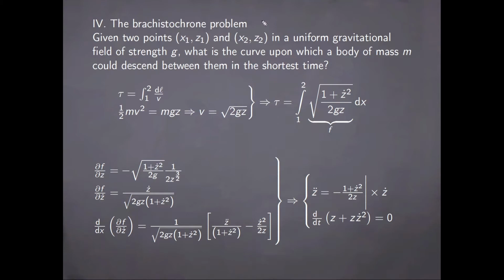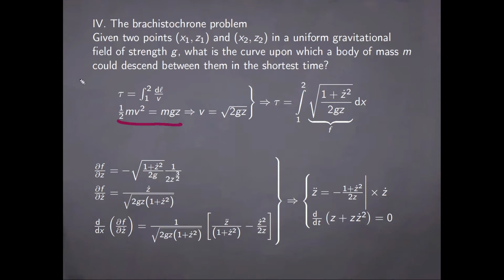The next problem we will address is the Brachistochrone problem, which has the following statement. Given two points x1, z1 and x2, z2 in a uniform gravitational field of strength g, what is the curve upon which a body of mass m could descend between them in the shortest time? An element of time is given by the element of distance divided by the body's velocity, so the total time is just the integral between the endpoints of the body's trajectory from this time element, and I can obtain an expression for the velocity just from the conservation of energy in a uniform gravitational field.